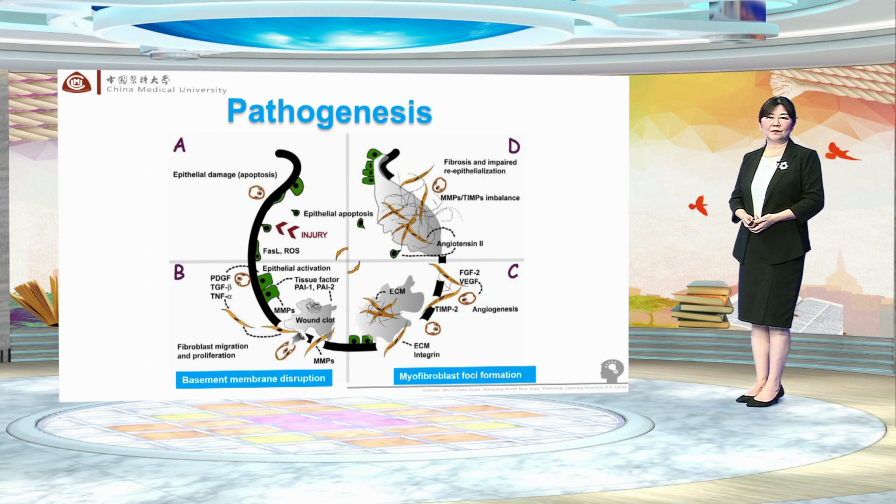For step D, ultimately, MMPs and TIMPs become imbalanced, and with re-epithelialization, fibroblasts are activated to become myofibroblasts, which secrete excessive amounts of extracellular matrix, resulting in increased tissue stiffness and loss of function of the alveoli.